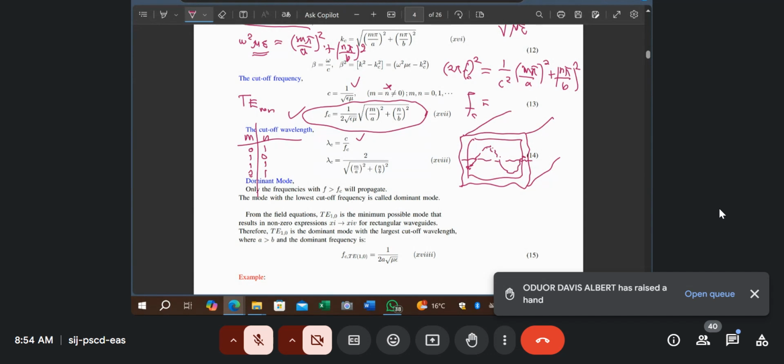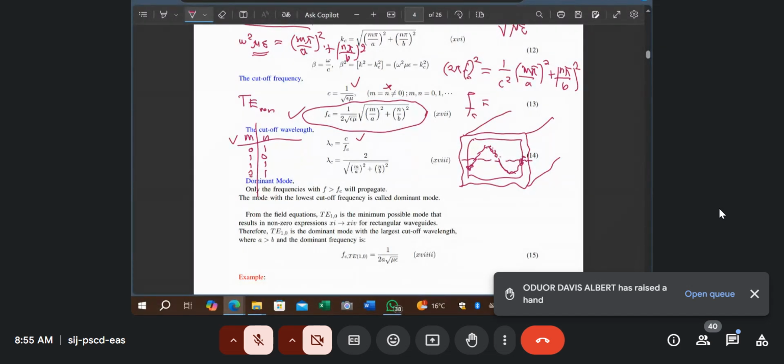It has the highest cutoff wavelength. Yes, it has the highest that just fits within the waveguide. Okay, so we say it is dominant. The highest is the one that actually fills the whole waveguide. So that's why we call it the dominant mode. The mode with the lowest cutoff frequency, or the highest cutoff wavelength, is called the dominant mode. And when you do this computation, you will realize that it is the TE10 mode that is the dominant mode for TE modes.